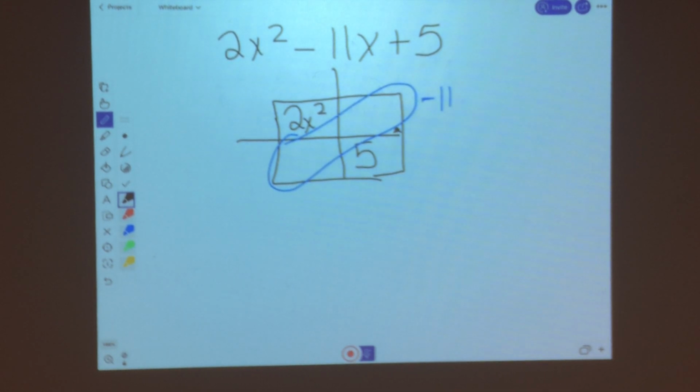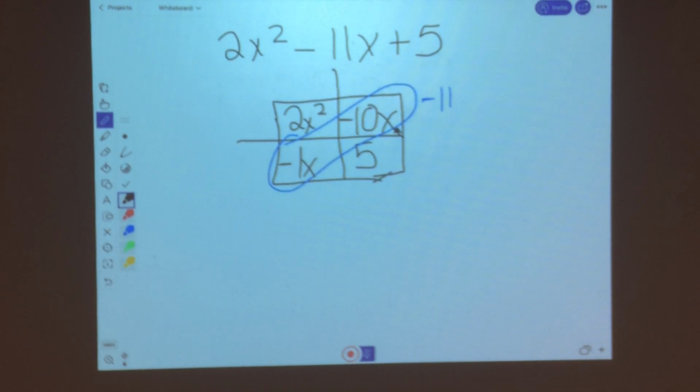Okay, so the numbers that are under 11 that are divisible by 2 would be 2x, 4x, 8x, 10x. Okay? But what we need to do is pick one that is also divisible by 5, since my bottom term right here is 5. So what I'm going to do here is I'm going to put a 10x. Okay? So if I put a 10x there, then I need a 1x here. Remember, these are both negative because they have to add up to be negative 11.